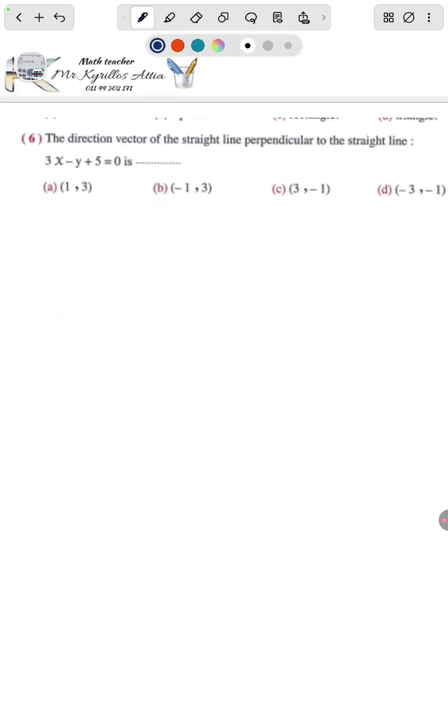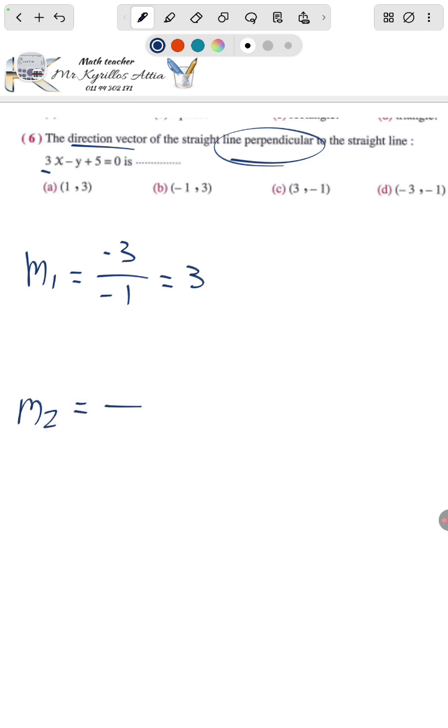The direction vector of the straight line perpendicular to the straight line 3x minus y plus 5 equals 0 is what? He needs the direction vector, so we can get the slope of it. Slope equals negative coefficient of x over coefficient of y, so it will be negative 3 over negative 1, equal to positive 3. So the slope of the perpendicular m2 will be equal to negative 1 over 3.